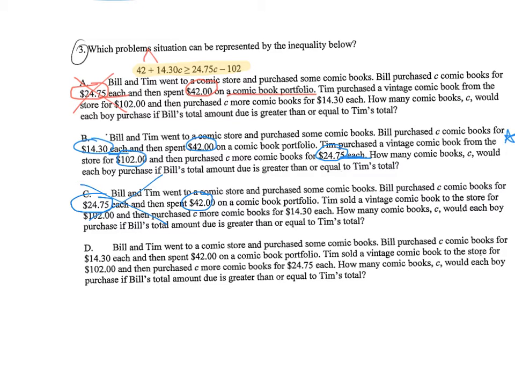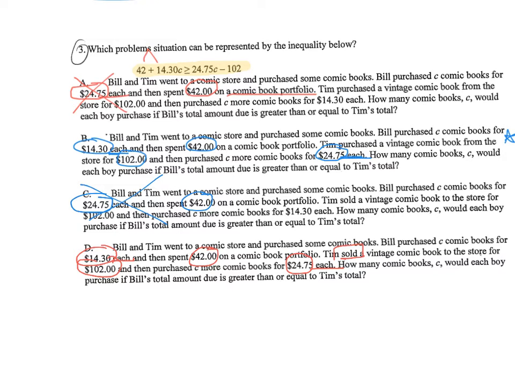And then D, Bill and Tim went to a comic store and purchased some comic books. Bill purchased them for $14.30 each and then spent $42 on a comic book portfolio. Tim sold, that's going to be a keyword, sold a vintage comic book to the store for $102 and then purchased more comic books for $24.75 each. So the numbers line up, the variables are in the right spot. There's just literally one word that's different.